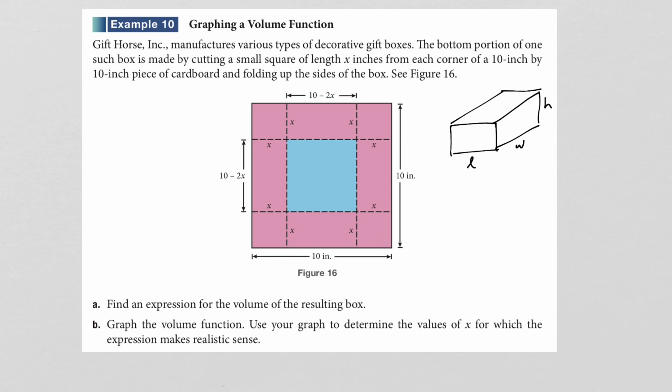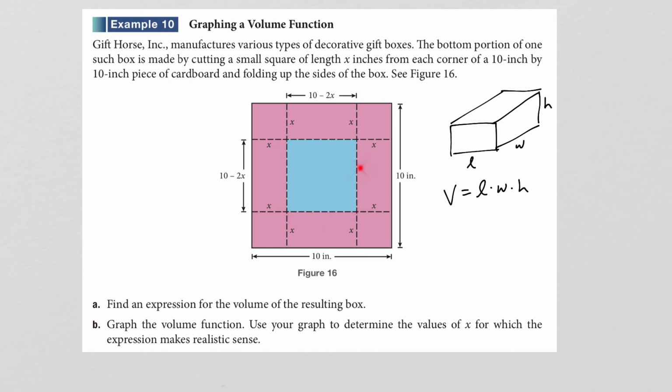If you have a box that has a length and a width and a height, we know that the volume of that box is the length multiplied by the width multiplied by the height. So what we need to do in this particular case is determine what is the length, what is the width, and what is the height.